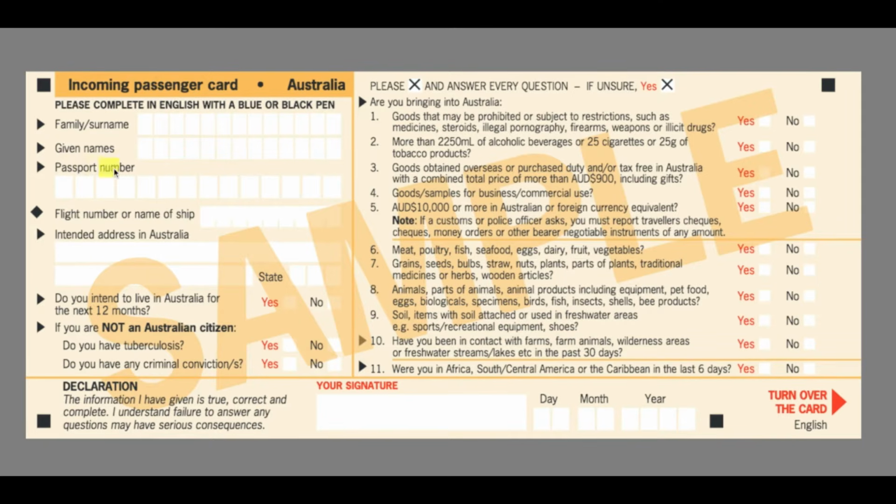The next thing is passport number. So provide your passport number. Then the flight number or the name of the ship. You'll need to enter the flight number that appears on your boarding pass or the ship that you have taken to arrive in Australia. Intended address in Australia is the next. Where you plan to stay during your visit in Australia.